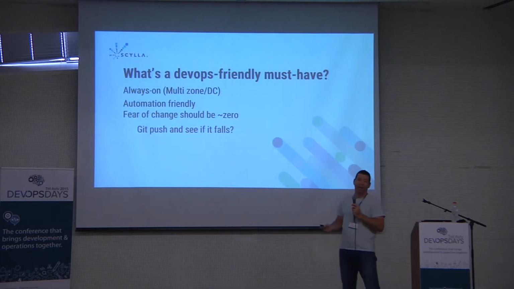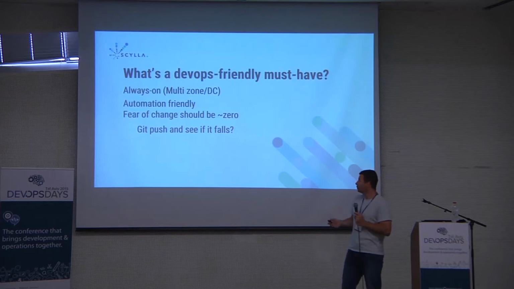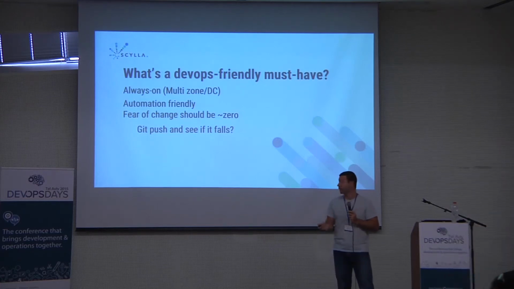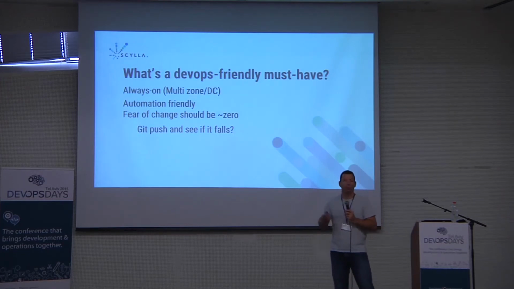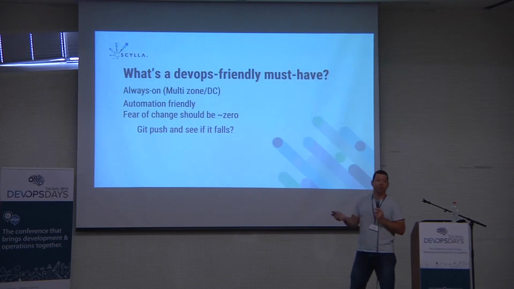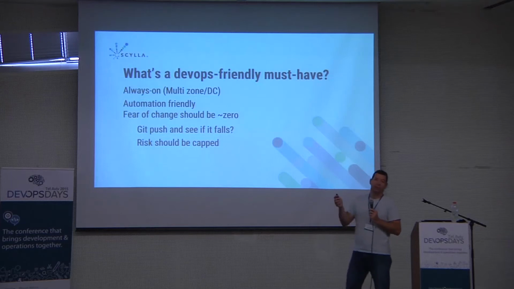Everybody does git push, and that's normally not the case for putting updates on your schemas, but it is possible to do, but you of course don't wait and see if it fails. You try to have some infrastructure in place to prevent that. So basically, most of the talk is how to try to improve upgrades and to cope with situations in the field. And of course, the risk should be capped.